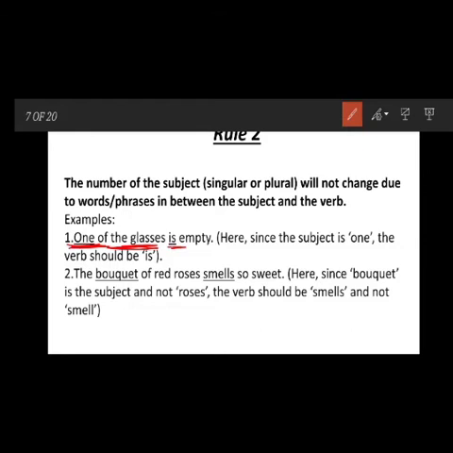And the bouquet of red roses smells so sweet. This kind of thing many times comes with a collective noun. When there is a collective noun, sometimes you are confused about whether it is singular or plural. Then you have to focus on what your subject is. Your subject is bouquet, not red roses. So the bouquet of red roses smells so sweet. Because bouquet is singular, we use a singular verb, smells.